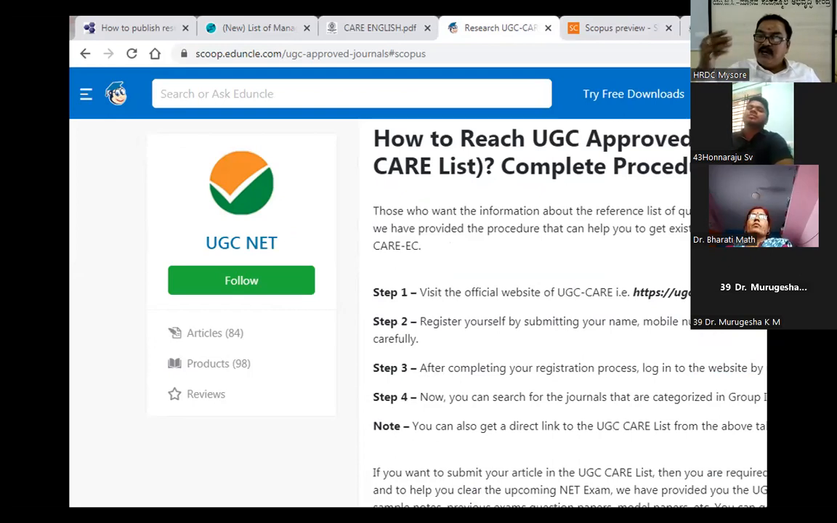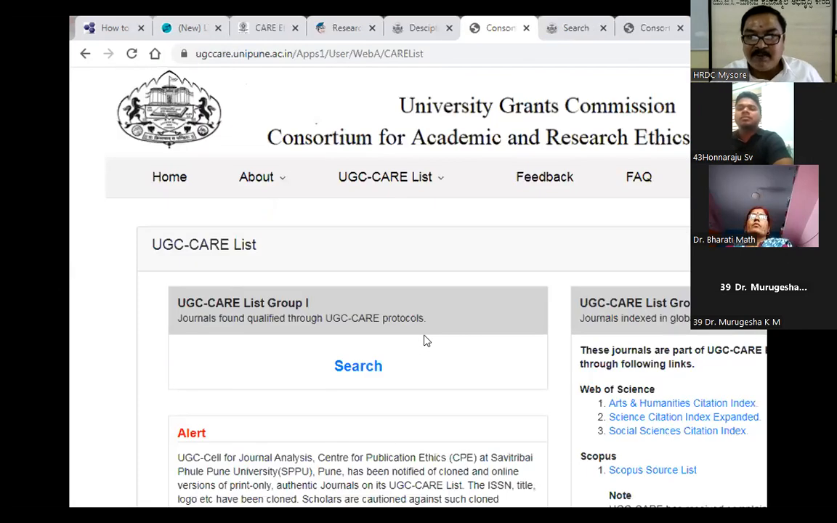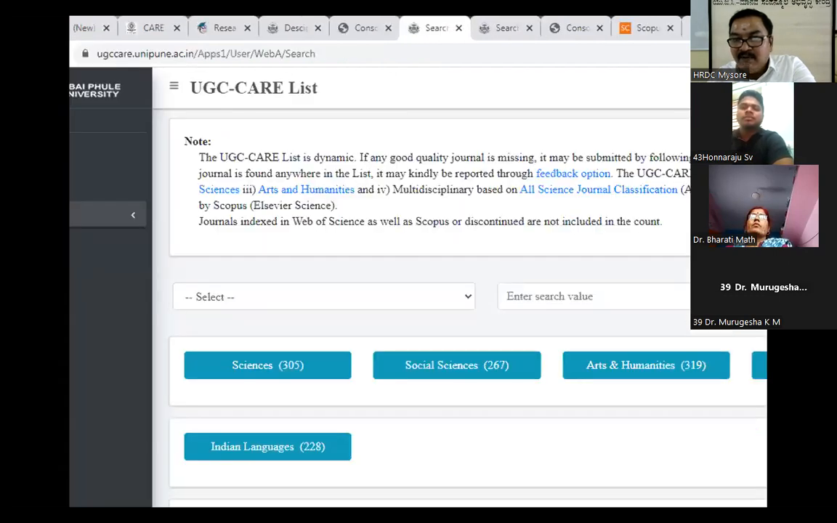Go to the UGC website, go to the UGC CARE list, log in, and you can search CARE list 1, CARE list 2. I have followed the same thing. I went to UGC, registered myself, then went to the CARE list, and went for the search where you want, whether it is science, social sciences, humanities, or languages.